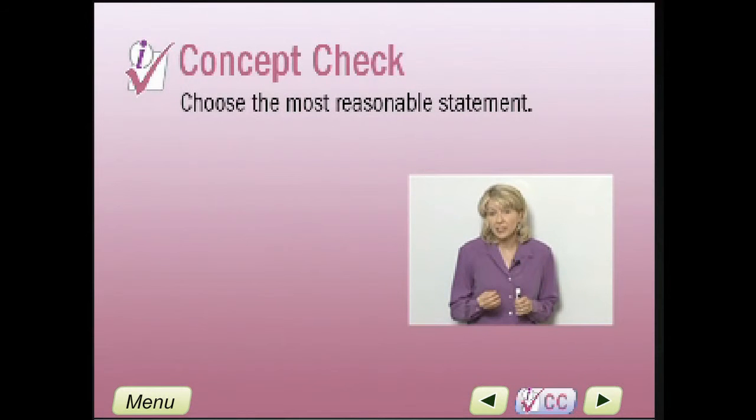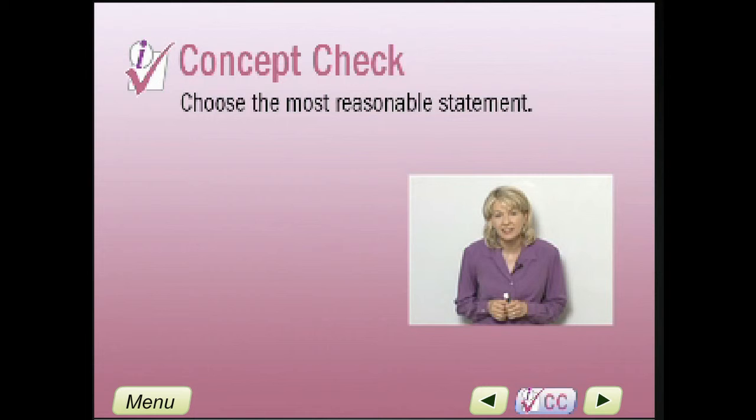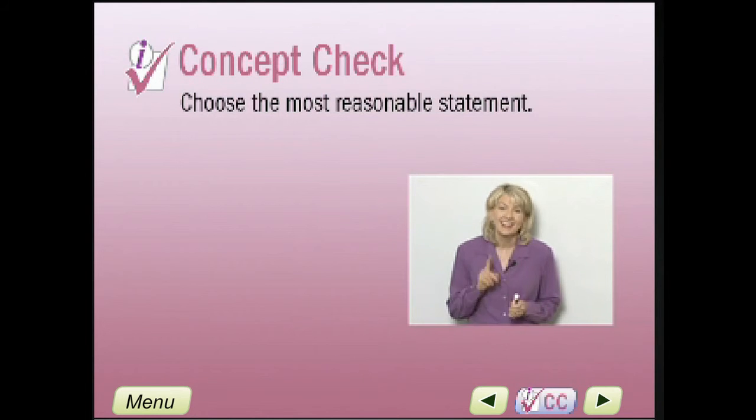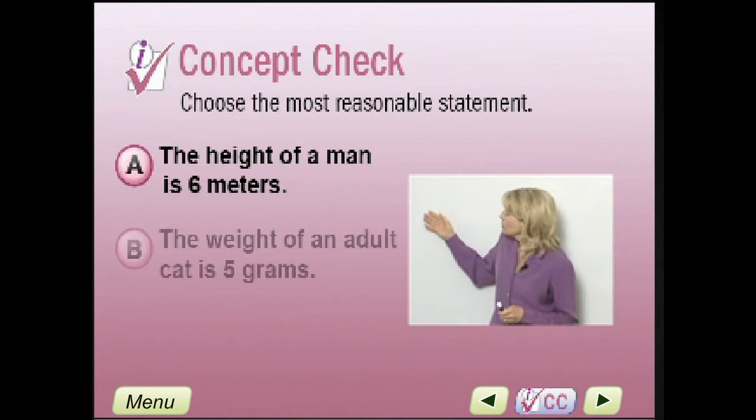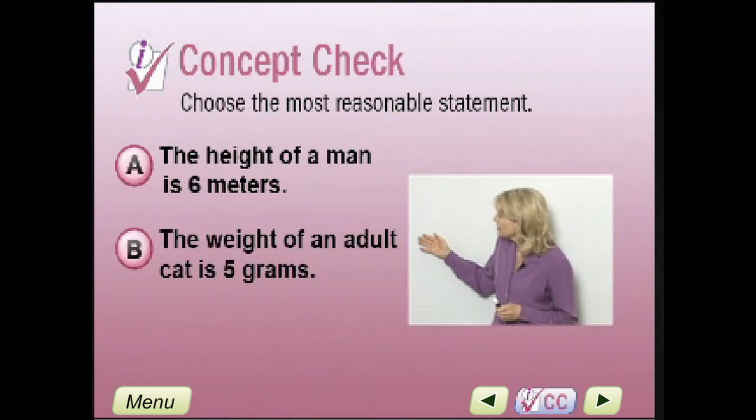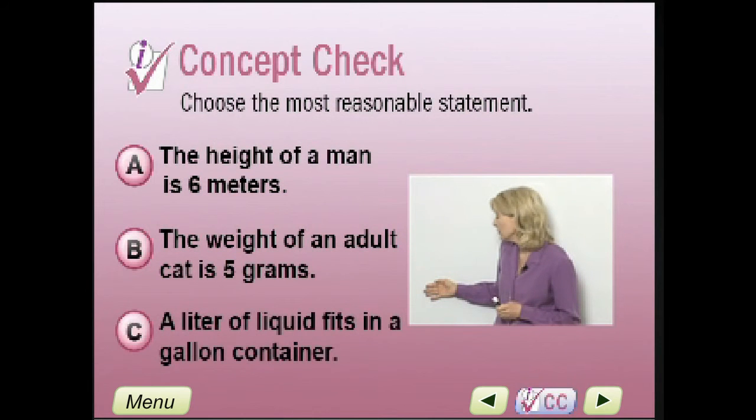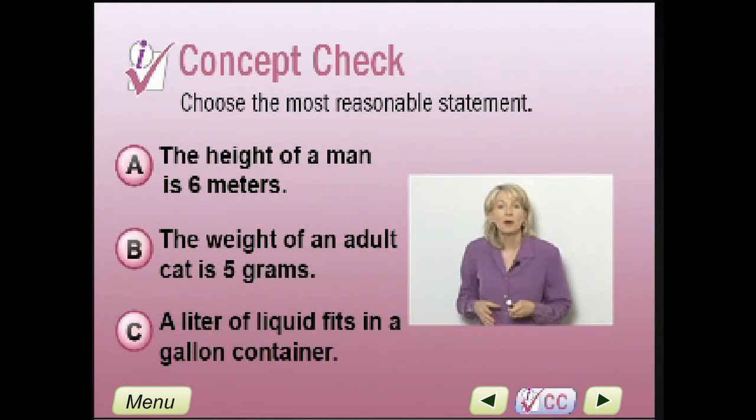Let's see how you're doing with the metric system and the US system by choosing the most reasonable statement. Is the most reasonable statement choice A, the height of a man is 6 meters; choice B, the weight of an adult cat is 5 grams; or choice C, a liter of liquid fits in a gallon container? The video will pause and then you can make your selection.